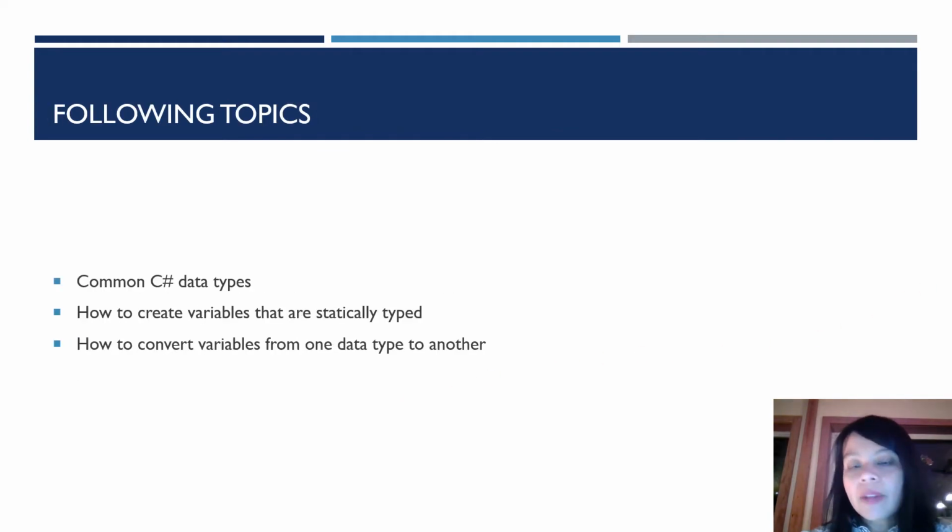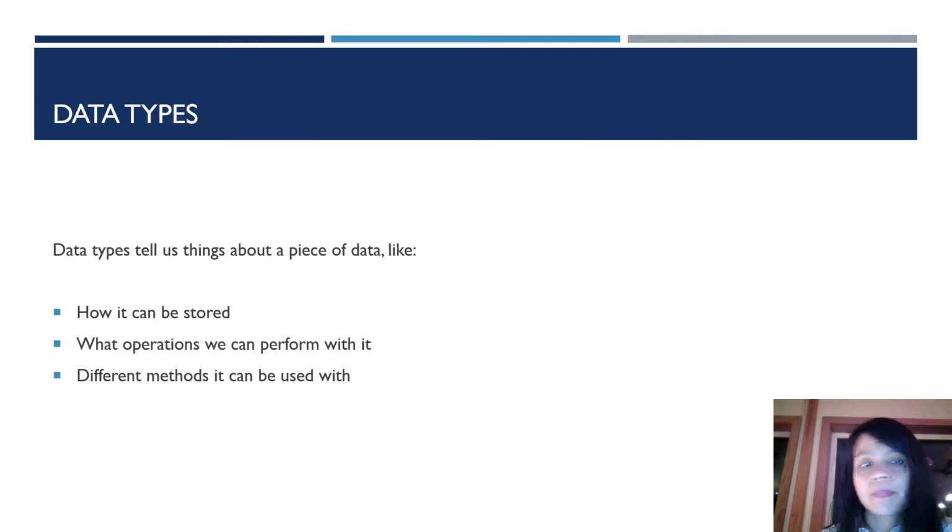So in the following slides, we are going to be covering these topics: common C# data types, how to create variables that are statically typed, and how to convert variables from one data type to another. Okay, so data types tell us things about a piece of data, like how it can be stored, what operations we can perform with it, and different methods that it can be used with.